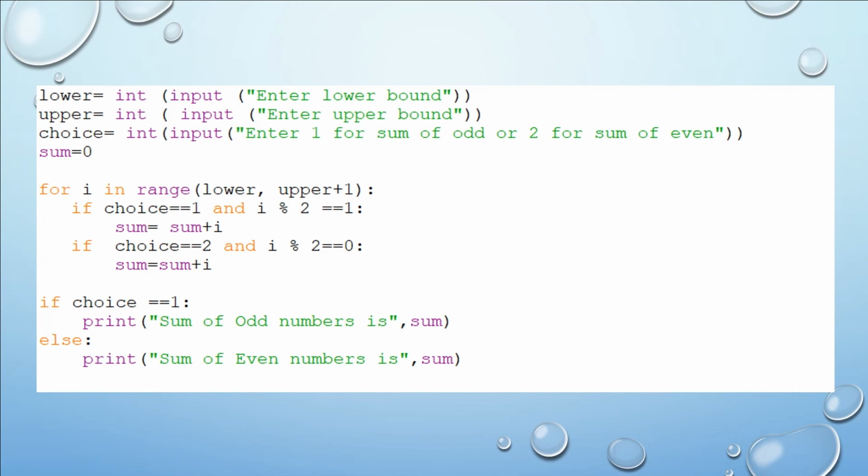For that I have again compared the choice variable's value. So if the choice variable's value is equal to 1, I'm printing sum of odd number is sum, otherwise sum of even number is sum.